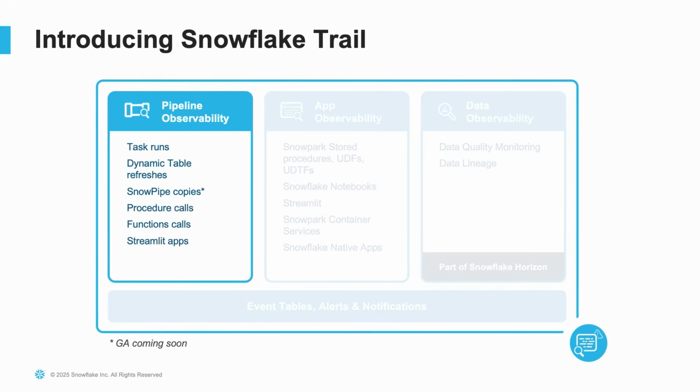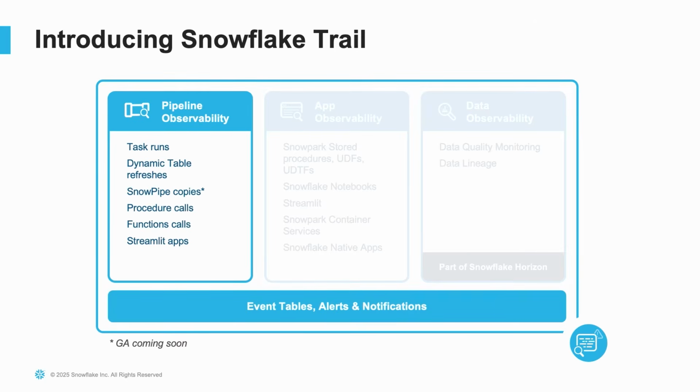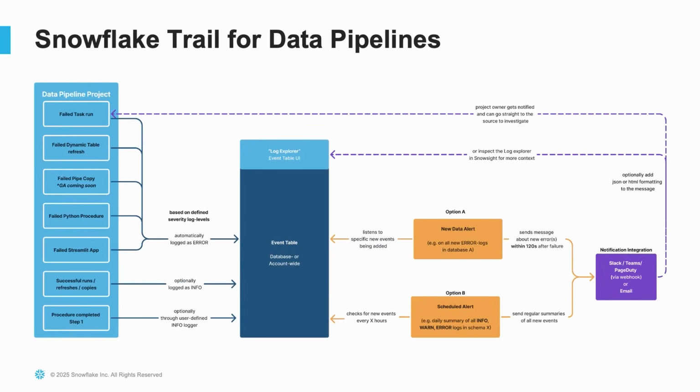Here we can monitor task runs, dynamic table refreshes, copies through Snowpipe, or procedure calls, no matter if it's in SQL or Snowpark. The same goes for functions and Streamlit apps. All of these events go to a central event table, and then you just have to create an alert to get notified. Here's a more detailed picture.